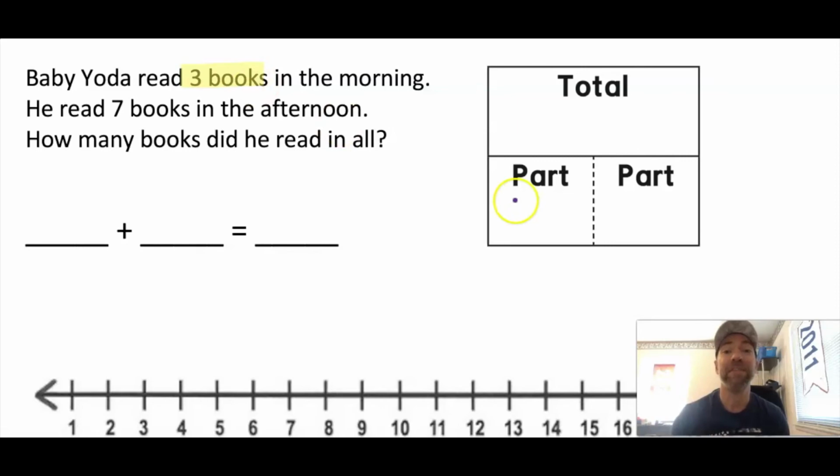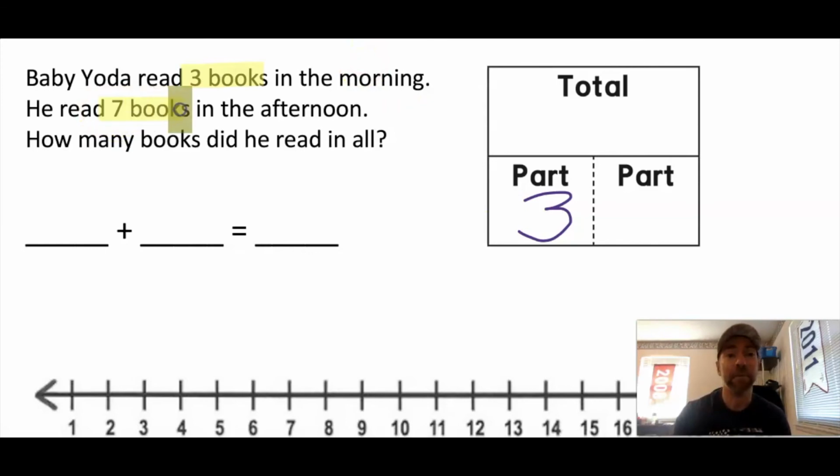Did you put it in the first part? Because that's a part of our total. He read 7 books in the afternoon. Where are we going to put the 7? Well, that's another one of our parts. 3 in the morning and 7 in the afternoon.